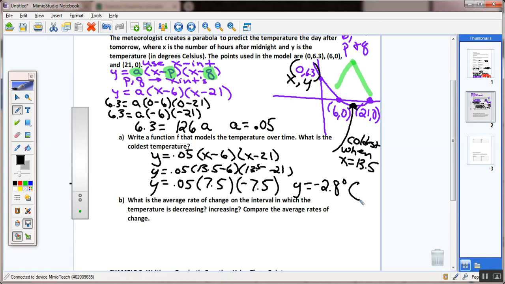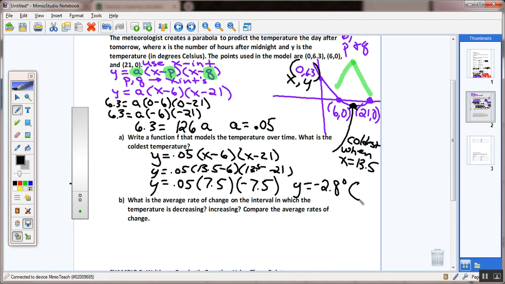Last part B, we'll stop here. It says, what is the average rate of change on the interval in which the temperature is decreasing? At time 0, or at midnight, what was the temperature, kids? 6.3. How many hours did it take to get to the minimum temperature, kids? 13.5. Okay, and at 13.5 hours after midnight, what was that temperature?